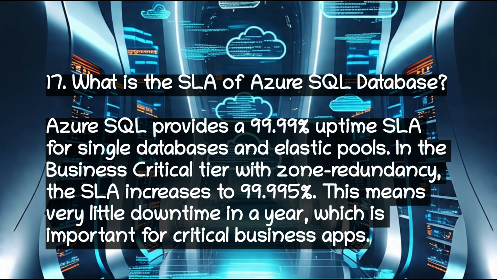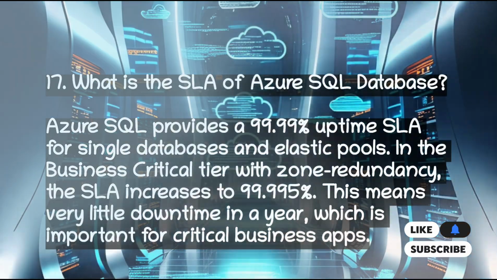17. What is the SLA of Azure SQL Database? Azure SQL provides a 99.99% uptime SLA for single databases and elastic pools. In the business critical tier with zone redundancy, the SLA increases to 99.995%. This means very little downtime in a year, which is important for critical business apps.